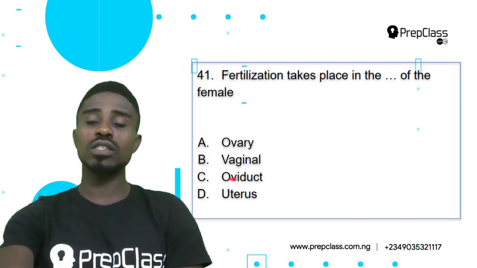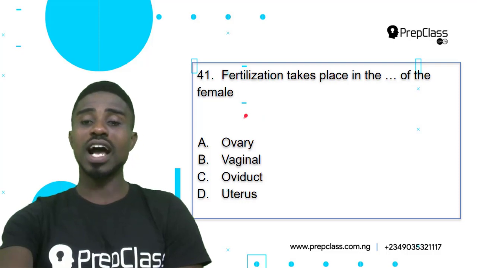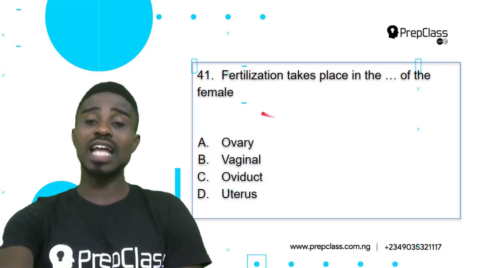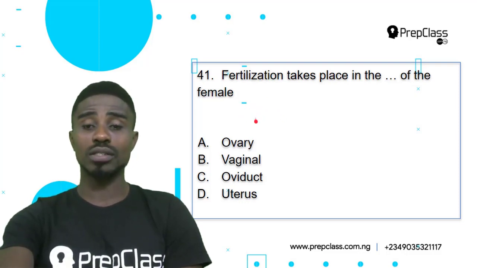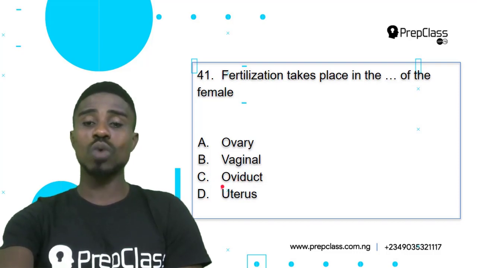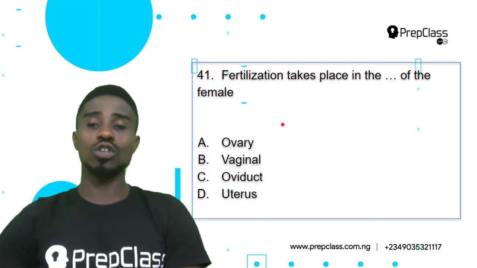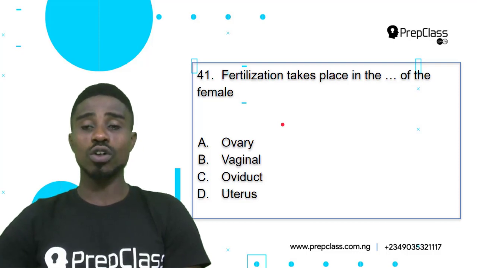Then the oviduct is the part between the ovary and the uterus. And that's where fertilization takes place. So option C would be our correct answer. While the uterus is where, after the egg has been fertilized, it comes down to settle and stay in the uterus where it grows until the child is being given birth to.